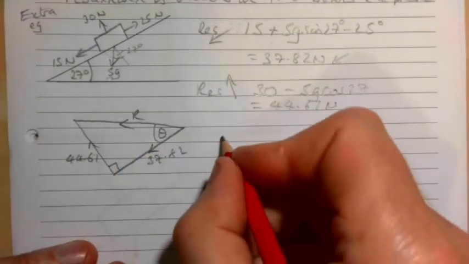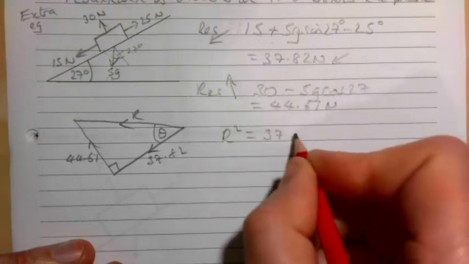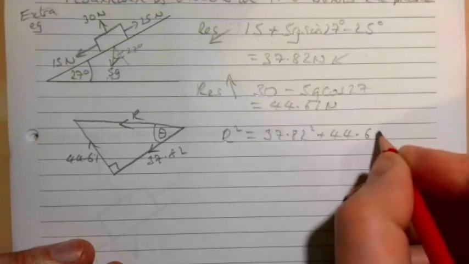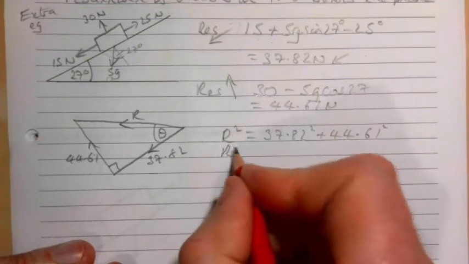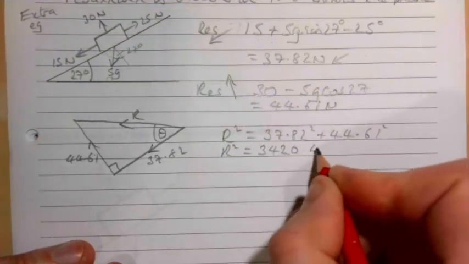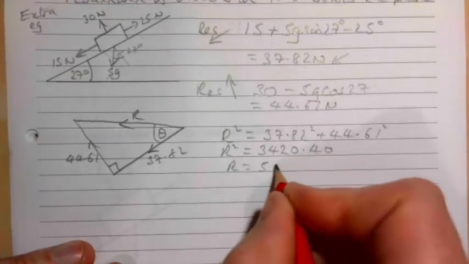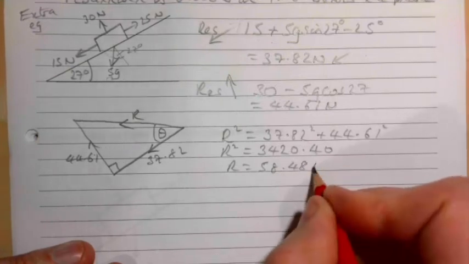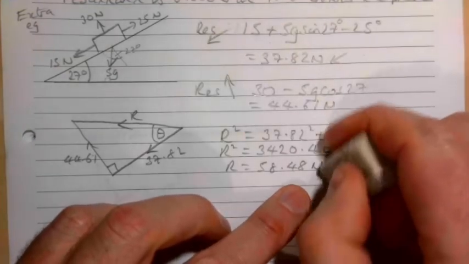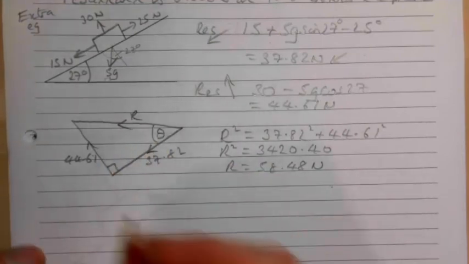Again, Pythagoras will sort this out for us. R squared equals 37.82 squared plus 44.61 squared. R squared is 3420.40, and R then comes out to be 58.48 newtons. Not sure why I've written it equals there. I'll have that. Working out my angle.